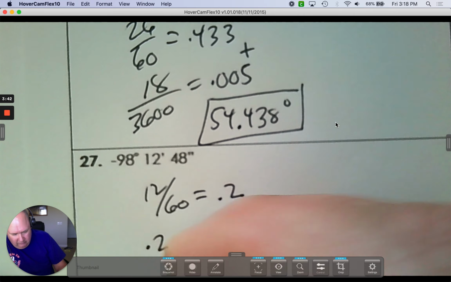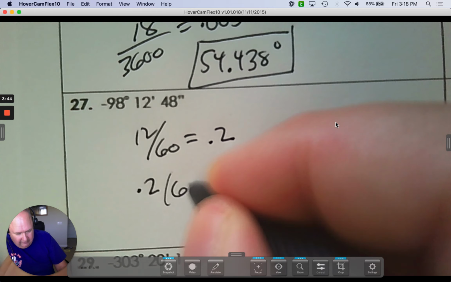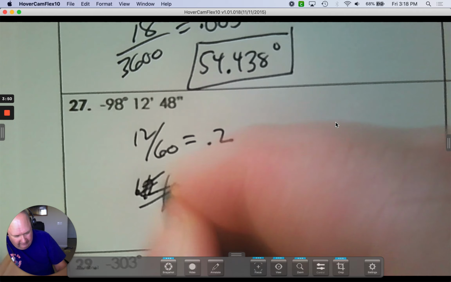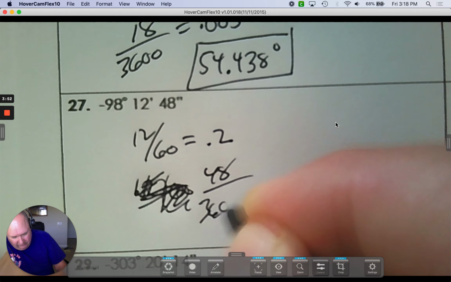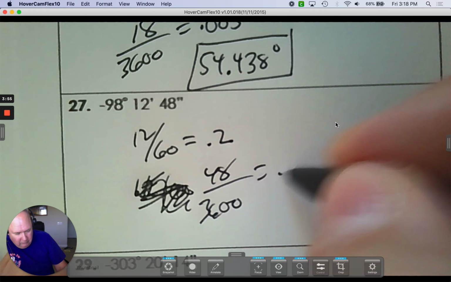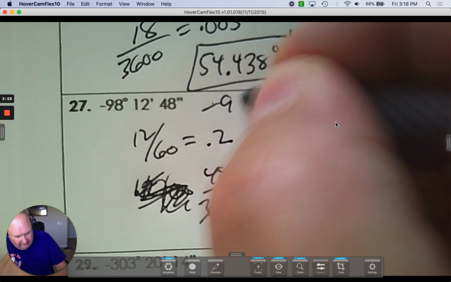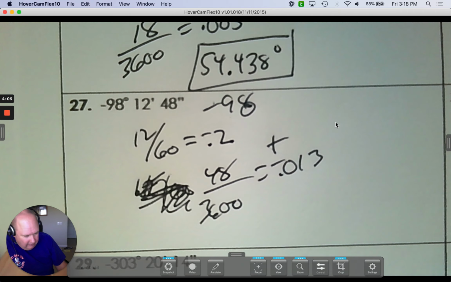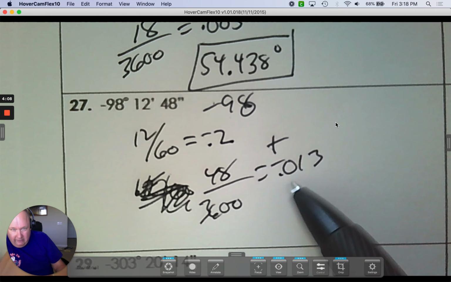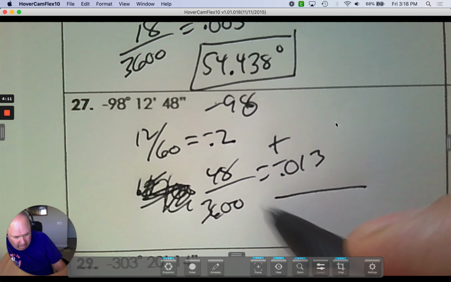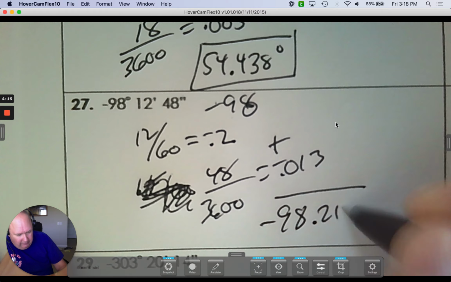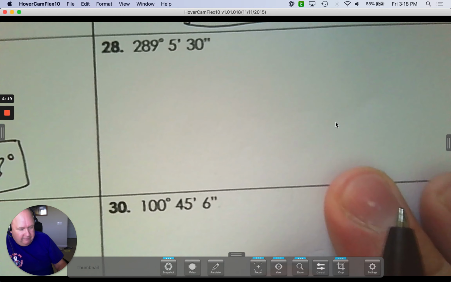Take the 48 and divide it by 3600, 0.013, and then add that to negative 98. Put that together. So think of these as negatives when you add them up, because if you have a negative angle, you've got to make sure these are all negatives when you add them up. So it's like adding up negatives. You can just add them up as positives and make them a negative at the end. And you get 0.213. All right, 2 left for your homework.